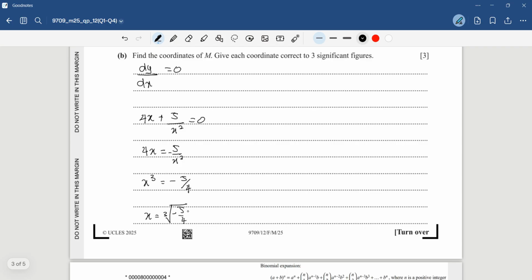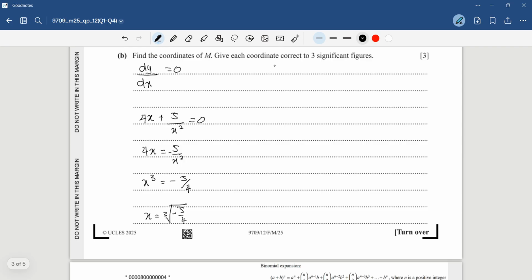For now, I will use the exact value because I want to find the y value. Always remember, even though the question asks for the final answer to three significant figures, for intermediate calculation you cannot use three significant figures. In order to calculate your y, you must use your exact value.